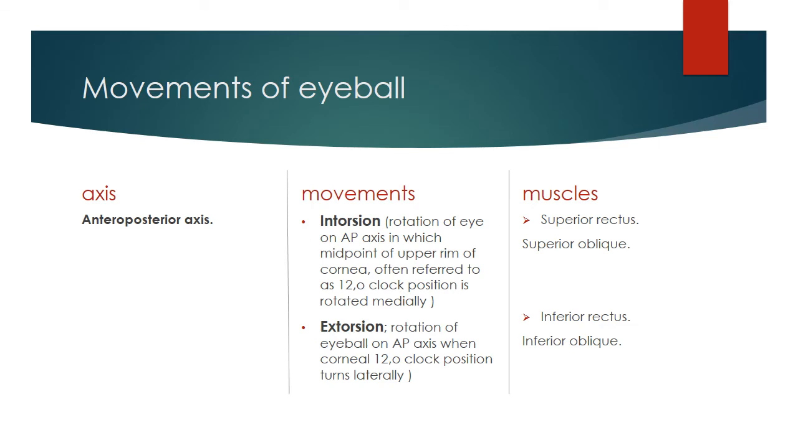Next axis is anteroposterior axis, and again two movements on this axis. One is intorsion and the other is extorsion, which is a reversal of intorsion. So rotation of eyeball on anteroposterior axis, in which midpoint of upper rim of cornea, which is often referred to as 12 o'clock position, is rotated medially. This is definition of intorsion.